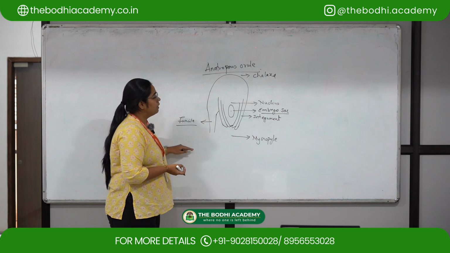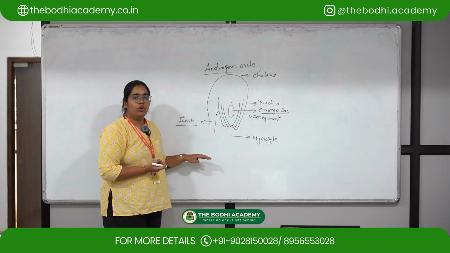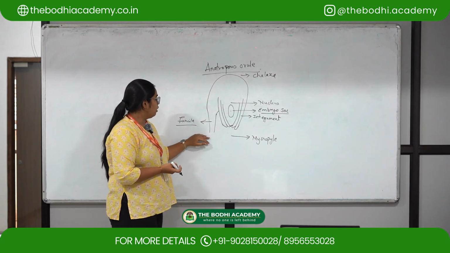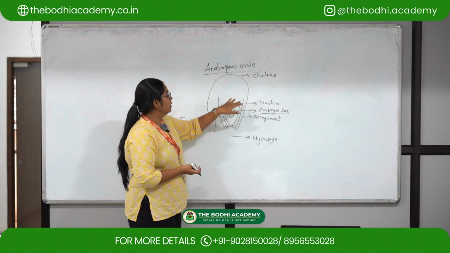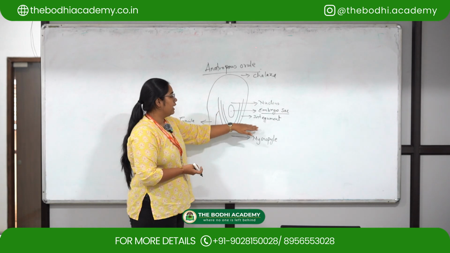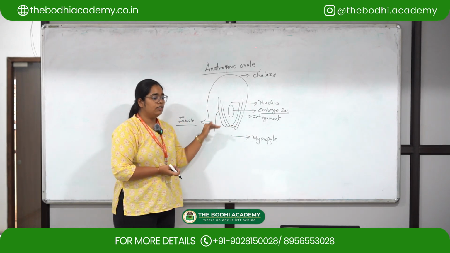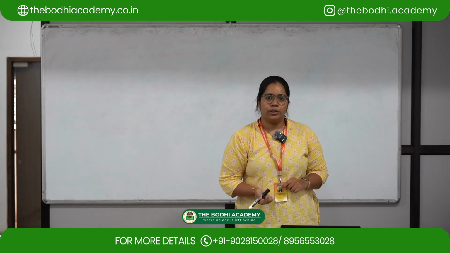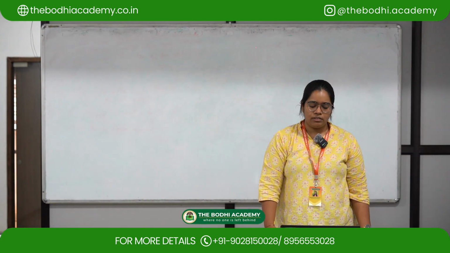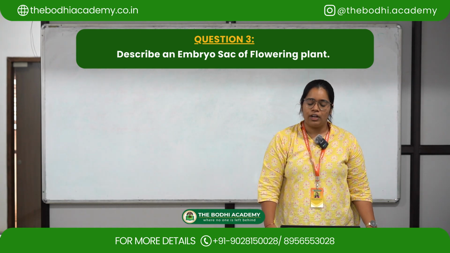So this is a typical structure of an anatropous ovule. That is the stalk called the funicle, then the micropylar end, the chalazal end, the nucellus tissue, the embryo sac and the integuments. So this is the structure of an anatropous ovule. So let's move to the next question. The next question is: describe an embryo sac of a flowering plant.